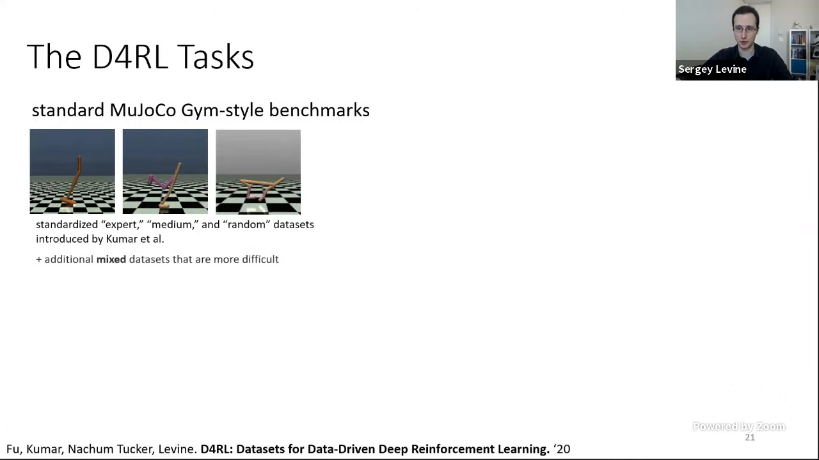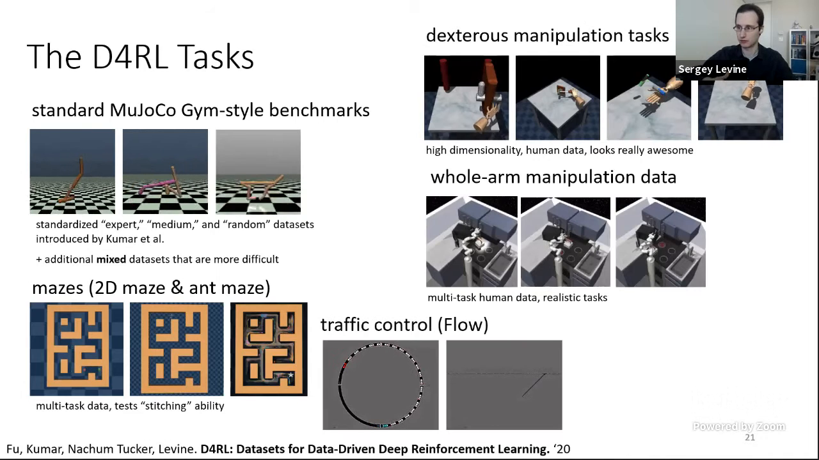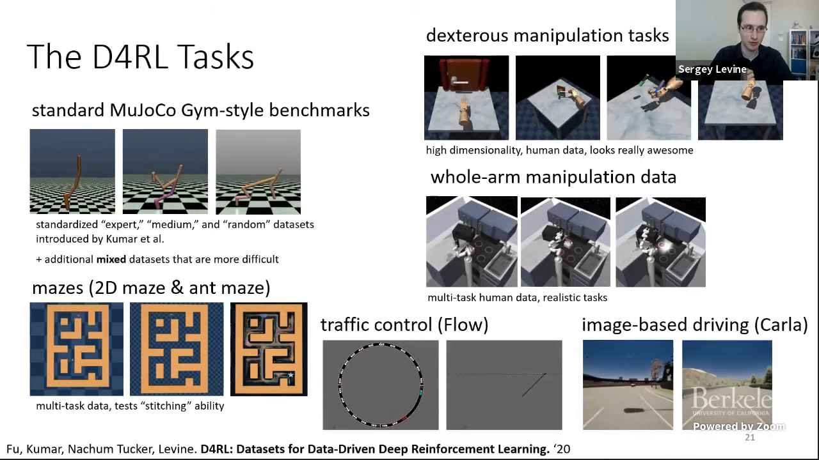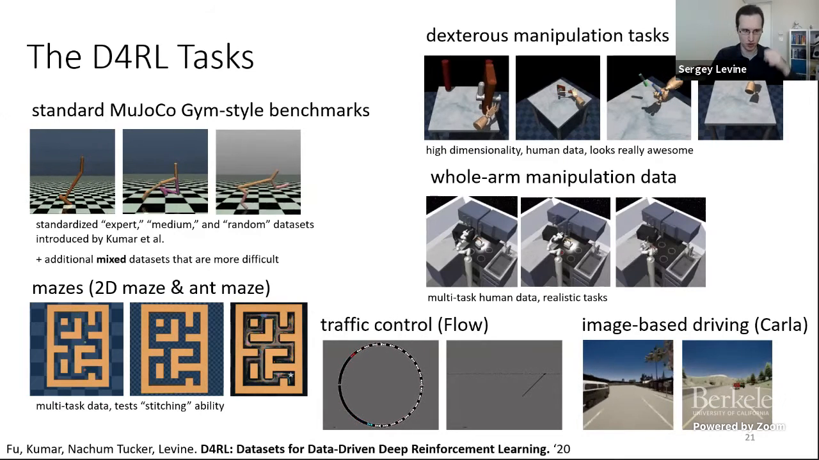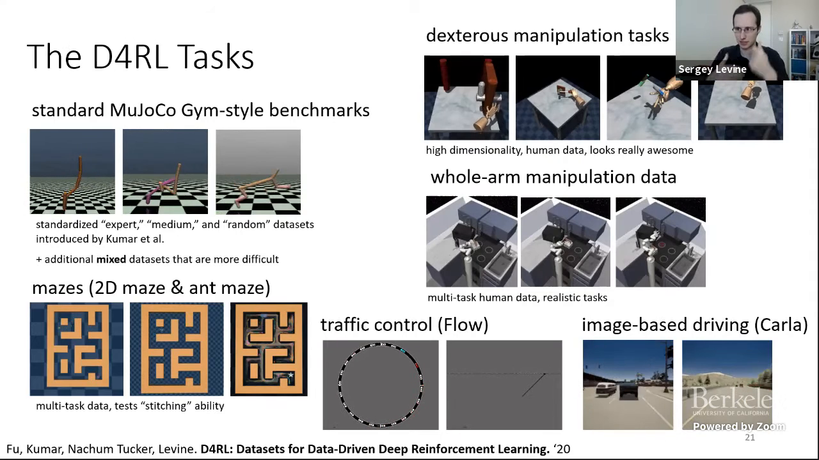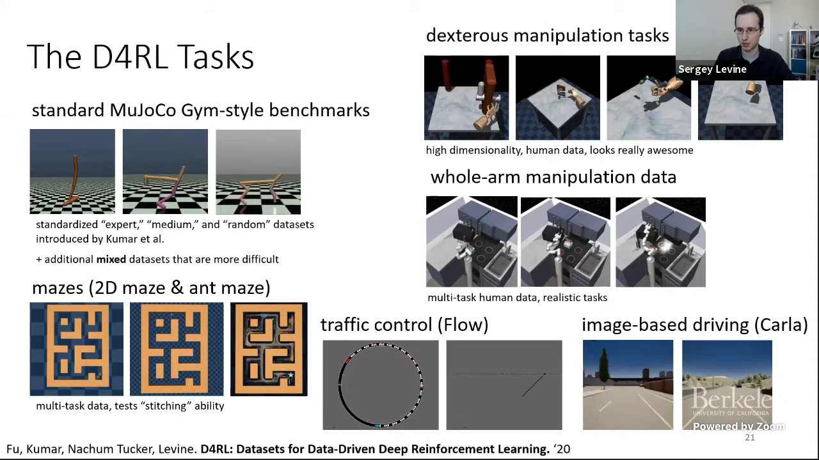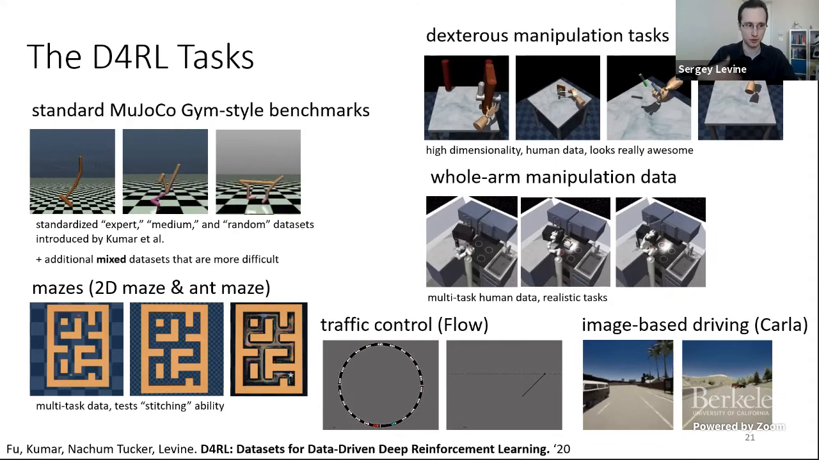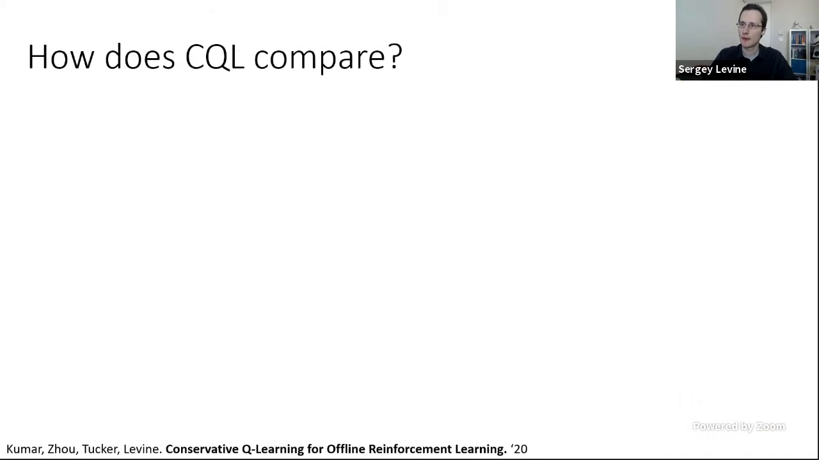We evaluated this on a range of benchmark tasks from the D4RL dataset. So D4RL is a dataset for evaluating deep offline RL methods that we devised that has tasks like maze navigation that require stitching together parts of different trajectories, more realistic robotics tasks like dexterous manipulation, as well as some driving and traffic control tasks. So if you're interested in evaluating your offline RL methods, I highly recommend it. This is getting to be a pretty popular data set.